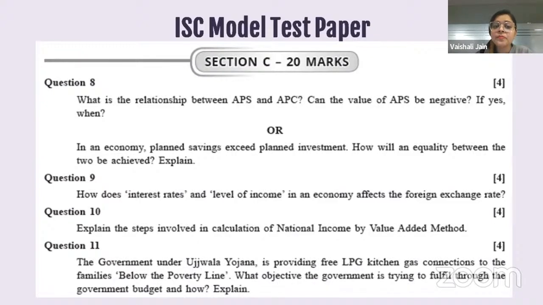Then we have the other part. In an economy, planned saving exceeds planned investment. How will an equality between the two be achieved? So we clearly know the answer of it, that if the two are not equal, how the two come to equilibrium. So this is a proper theoretical question, and it is a very important question. The child should be able to explain this question very properly.